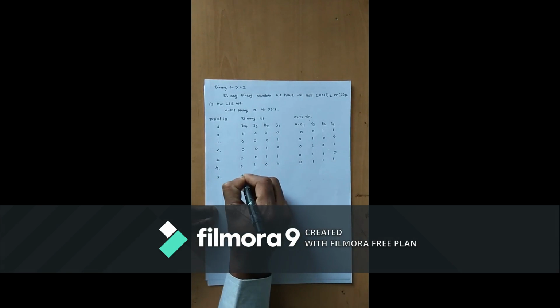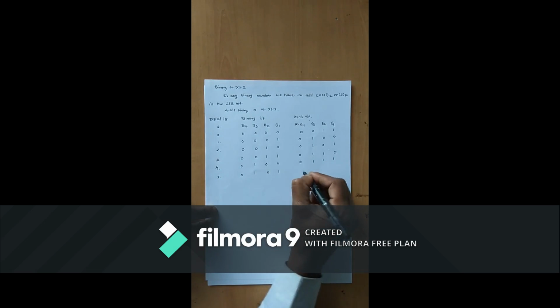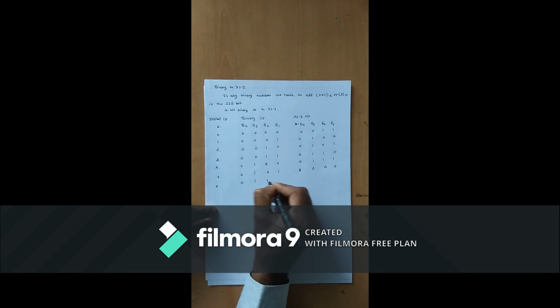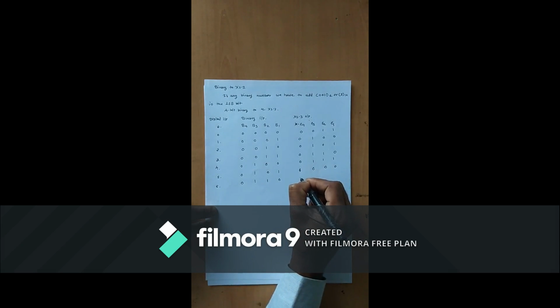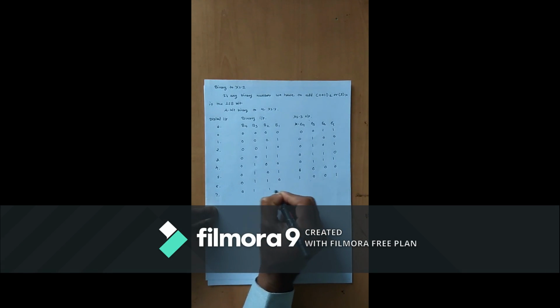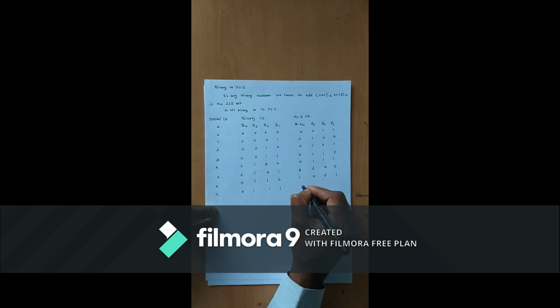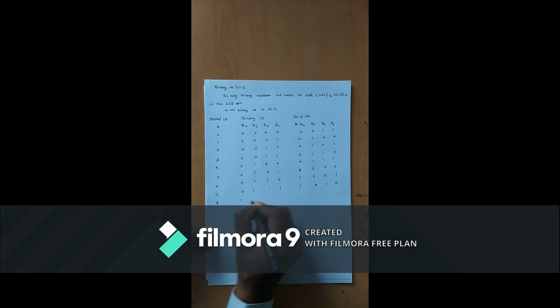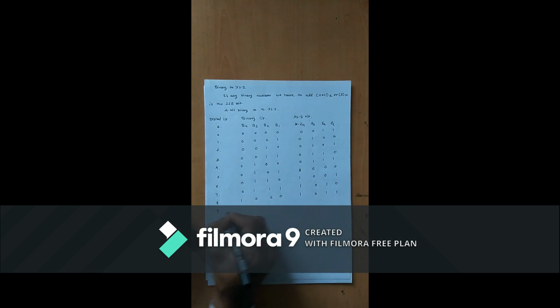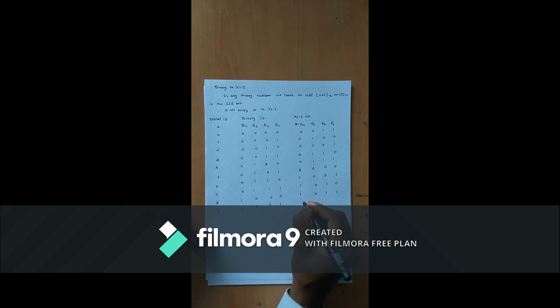Next for 5, 0101, we add 3: 5 plus 3 becomes 8, that is 1000. Then for 6, 0110, 6 plus 3 becomes 9, 1001. For 7, 0111: 7 plus 3 becomes 10, so 1010. For 8, 1000: 8 plus 3 becomes 11, 1011. For 9, 1001, it will be 12.